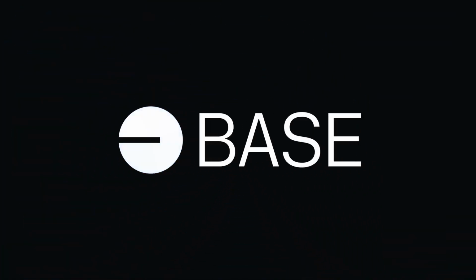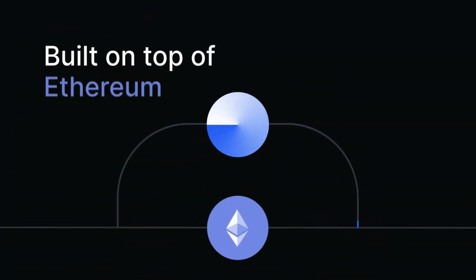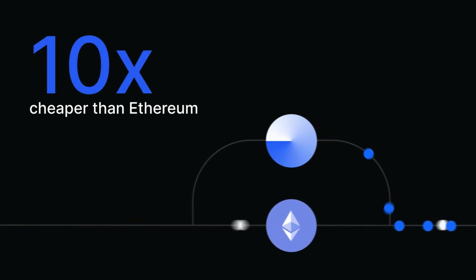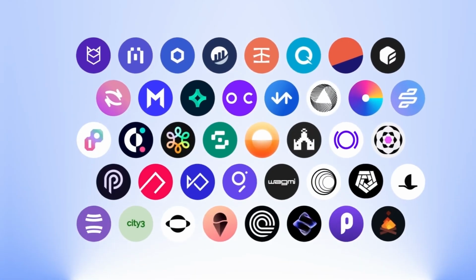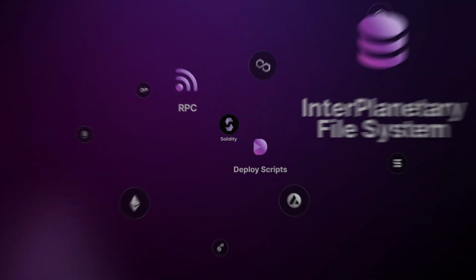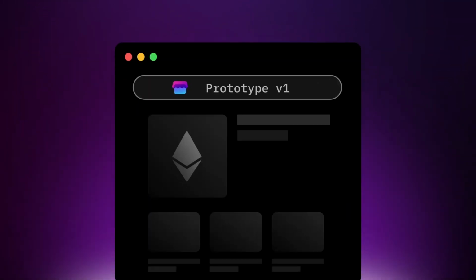A few weeks ago, Coinbase launched Base, a layer 2 blockchain built on top of Ethereum. It is fast and cheap, which means it could be the home for the next generation of Web3 apps. But building a Web3 app is hard. You need to be an expert at so many tools, understand so many concepts, just to start a prototype.